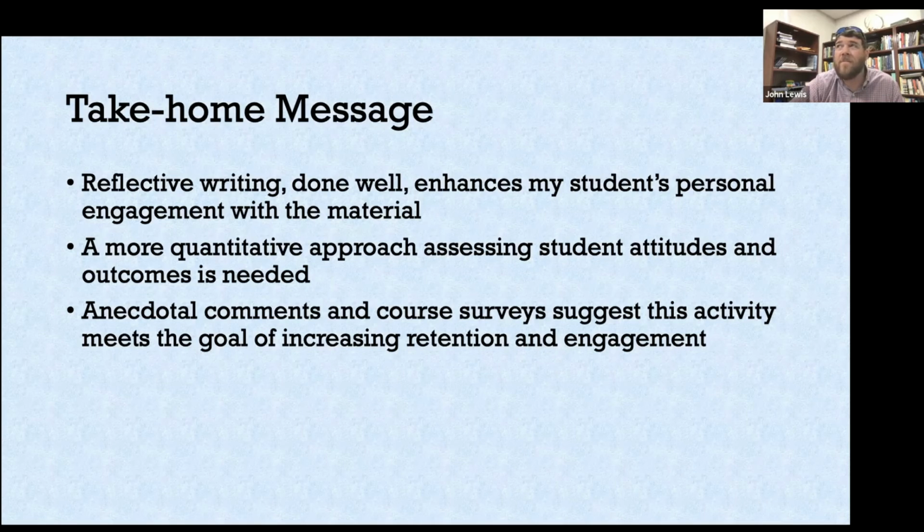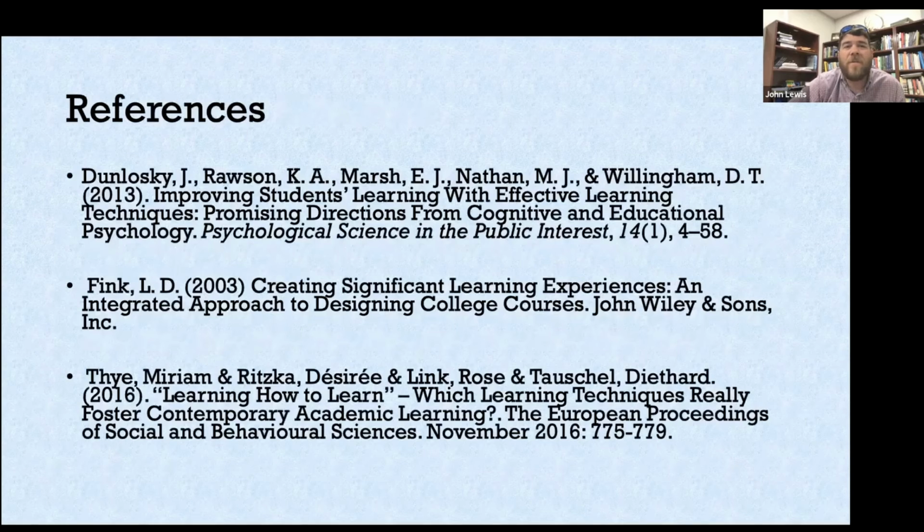It's not publishable like a sociological study would be. But anecdotal comments I get from students, comments from them on the course survey suggest that this activity is meeting these goals of retention and engagement for faith and science material. So that's all I have. There's some references. This Fink book is really good. It made me think about how I teach and kind of how I compartmentalize things when I teach.